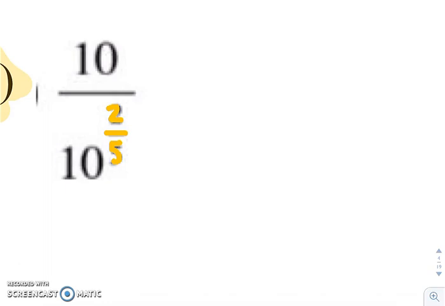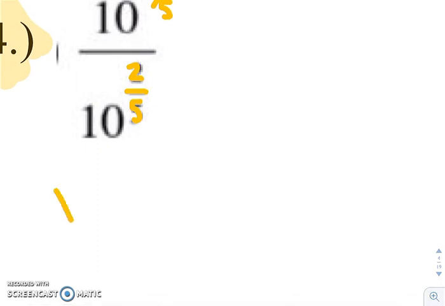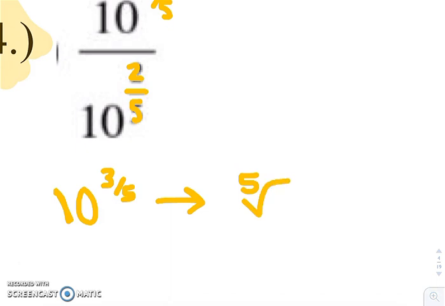So if we want to be working with fifths, instead of 1, just make it 5 fifths. Then you can work with it a little bit. So we've got 10 to the 5 fifths over 10 to the 2 fifths. If you subtract them, we get 10 to the 3 fifths. Again, we can't have exponents that are negative or fractions, so we're just going to rewrite this as the 5th root of 10 cubed.